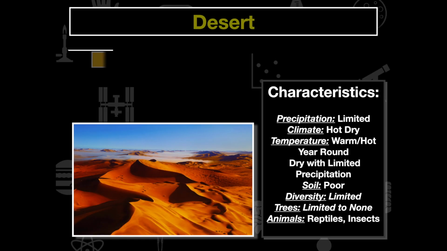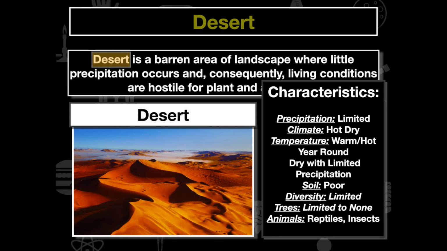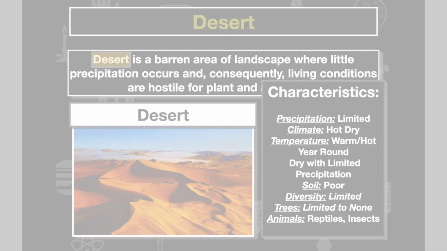Our next biome that we're going to look at is the desert, and this is a barren area of landscape where little precipitation occurs, and consequently living conditions are hostile for plants and some animals. Precipitation here is going to be limited, and the climate is going to be hot and dry. We're going to see warm and hot conditions year-round with little precipitation. Soil is going to be very poor, diversity therefore is going to be limited, and trees are limited to none. We are going to see, however, a decent amount of reptiles and insects within this biome.